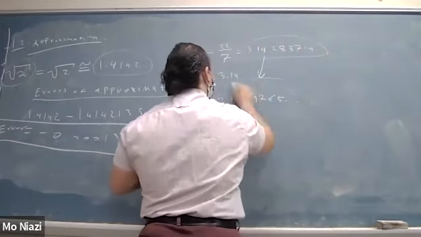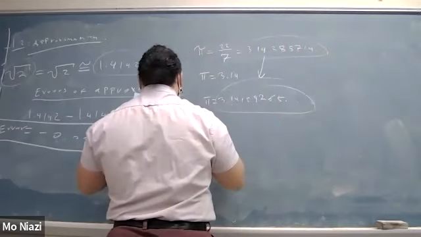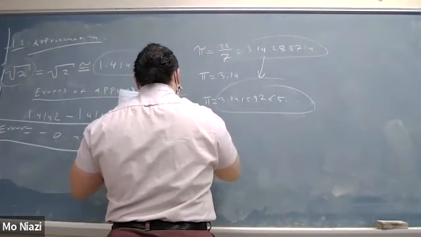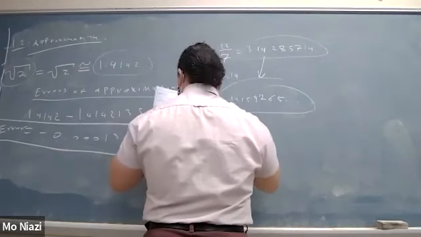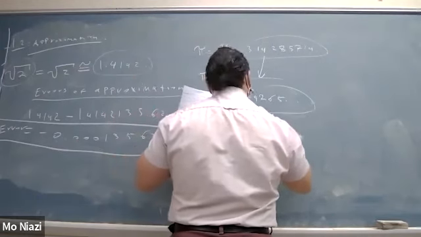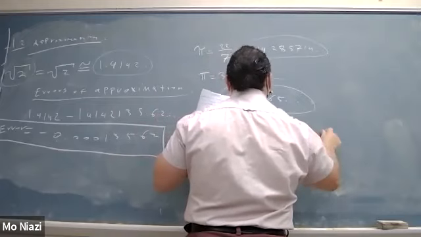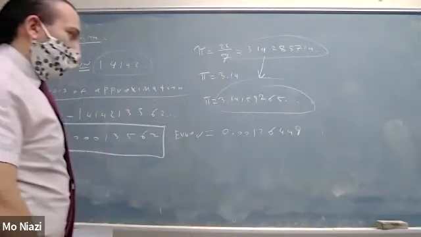Take this and subtract it from this. The error is 0.00126449... So again, not that bad of an error.